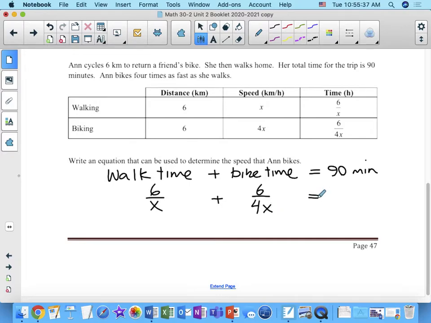Now in our chart, what units are used for time? Hours, yes. So that means on the right-hand side, that 90 minutes also has to be in hours. Our units have to be consistent. How many hours is 90 minutes? Yes, 1.5 hours.